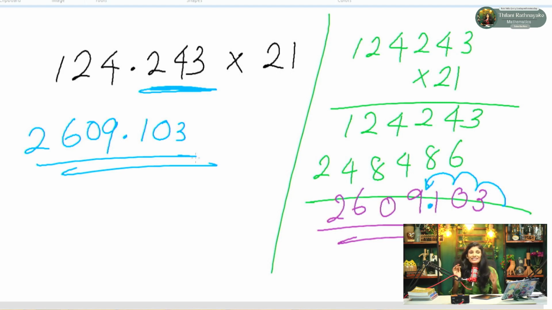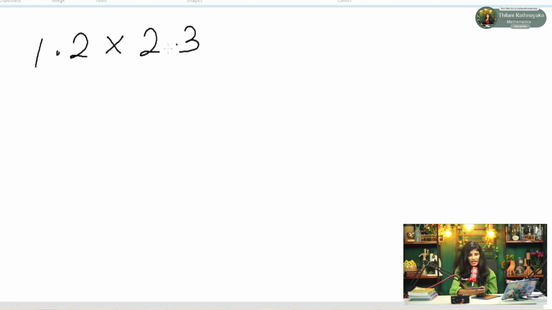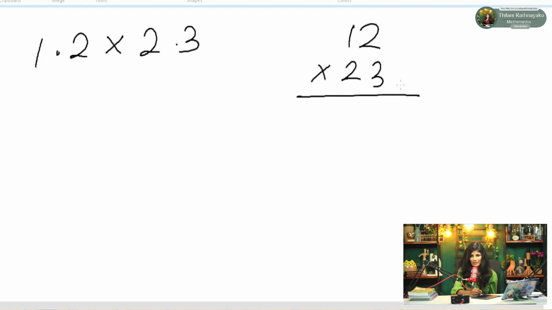So here, that method I told you first: forget about the decimal places, do the multiplication, and afterward put the decimal places. That is very important in this part. Let's see. Okay. Now our question is like this. 1.2 multiplied by 2.3. 1.2 multiplied by 2.3. Okay. I am just multiplying 12 by 23. After that I will put the decimal places. This is the easiest method. Okay. So get used to this one.